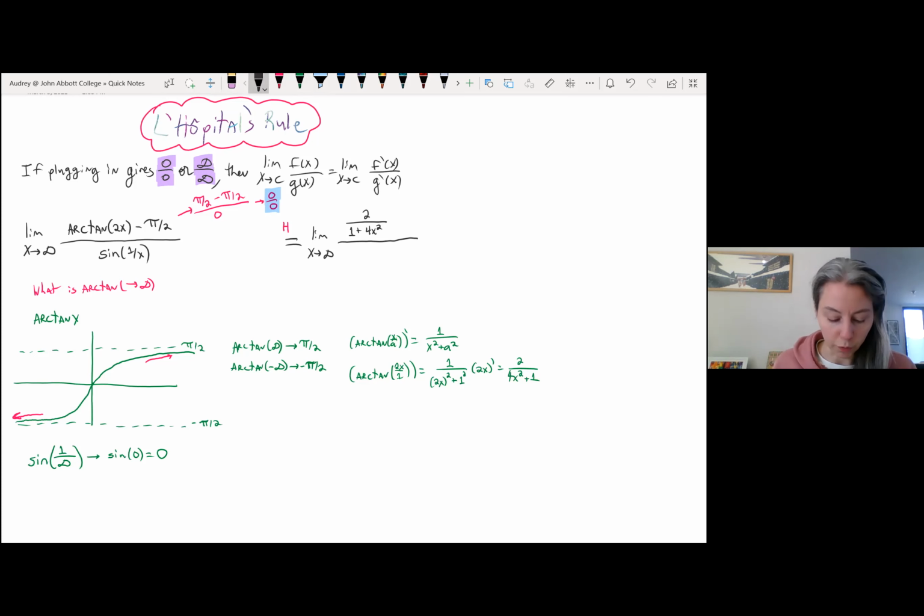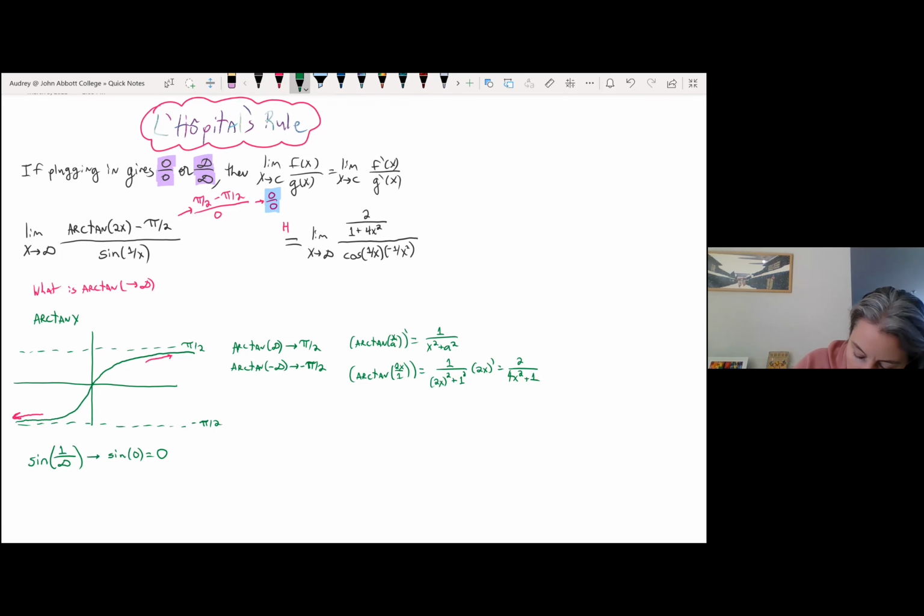divided by the derivative of sine of 1 over x. Well, the derivative of sine is cosine, but then we need to remember to do our chain rule, so we're pulling out the derivative of 1 over x. So that's like negative 1 over x squared. So here we can go down and do this as well.